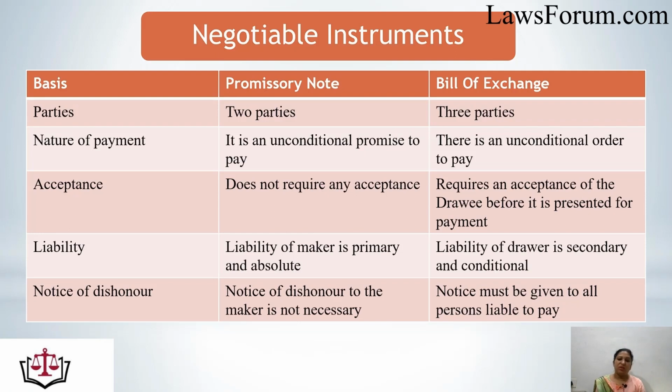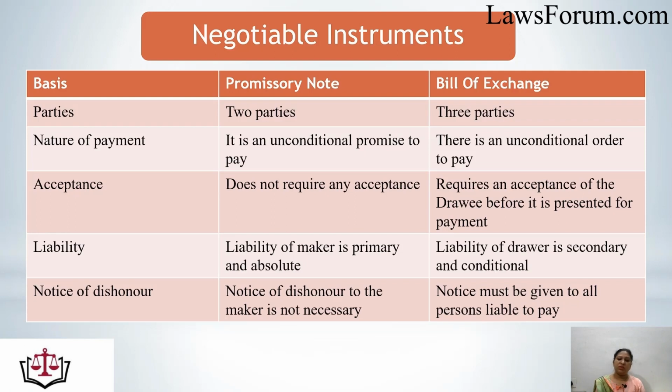Acceptance. A promissory note doesn't require any kind of acceptance. Once it is written, it is considered as accepted. But in case of a bill of exchange, it is sent for acceptance to the drawee before it is presented for payment. Next point of difference is the liability. Liability of the maker is primary and absolute. That means the liability to pay for a promissory note is totally of the maker. But in case of a bill of exchange, the liability of the drawer is secondary and conditional.